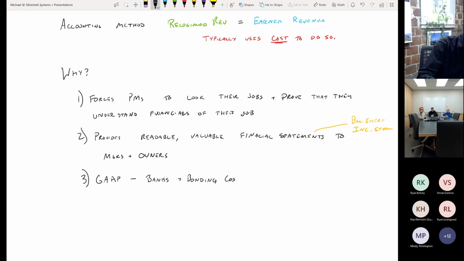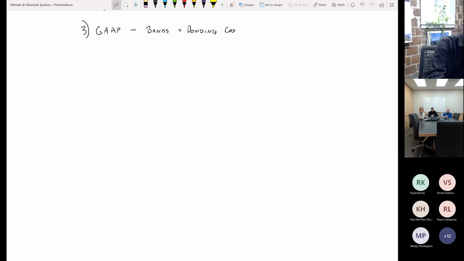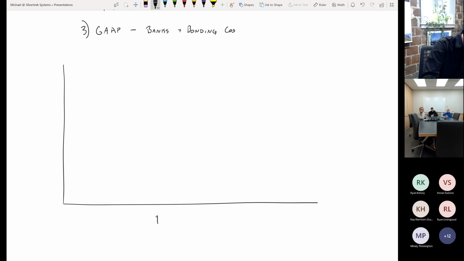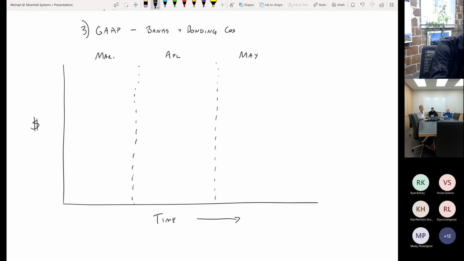So let's talk about this accounting method at a high level. What are we actually trying to get done? I've found that this is best illustrated on a little graph. If we put together a graph, and on the x-axis we put time, and on the y-axis we put dollars, and let's say we have a real simple project that goes over the course of 3 months. It started last month in March, went into April, and we expect it to finish up in May.